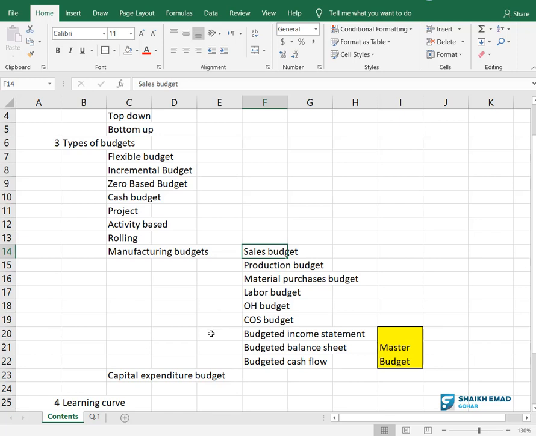Because based on your sales budget, definitely you will decide how much to produce. Right or not? Based on your production, you will decide how much material to purchase, how much labor to recruit. Getting it? All these things.